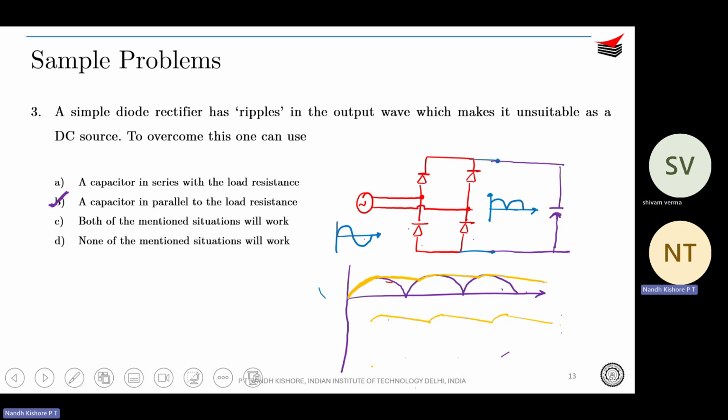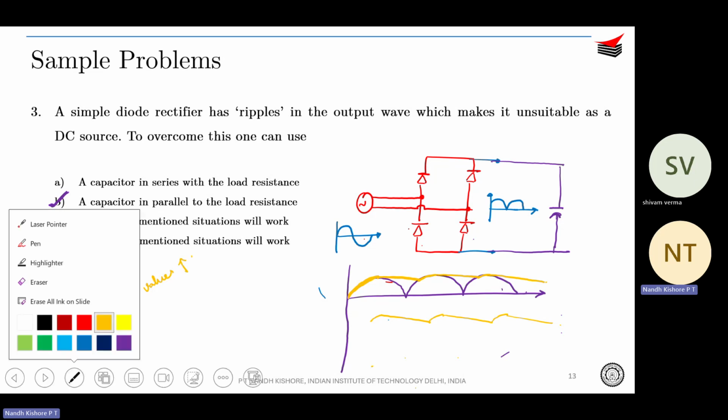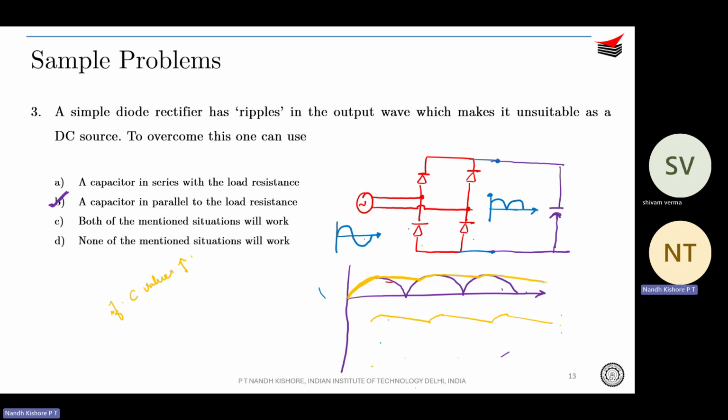And if you add more and more capacitor, if the capacitance value increases, what you would be seeing is the profile becomes more and more flat. Something like this, almost flat. You get it, right? Yes, sir. The higher the value of capacitance, the flatter it would be. Fine. A capacitor in parallel to the load resistance. I forgot to add the load resistance.